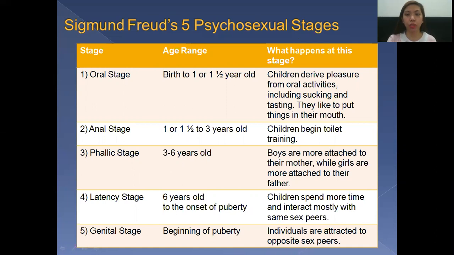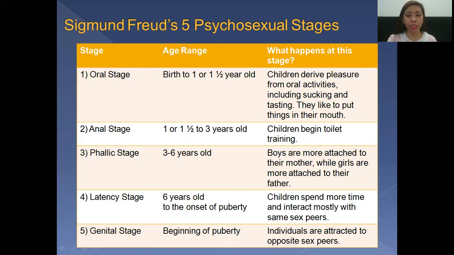This is where children begin their toilet training. When a child experiences harsh potty training, he or she becomes obsessed with orderliness and tidiness. This fixation is called anal retentive. On the other hand, when a child experiences lax potty training, he or she becomes very messy and disorganized, a fixation called anal expulsive. The next stage is the phallic stage.